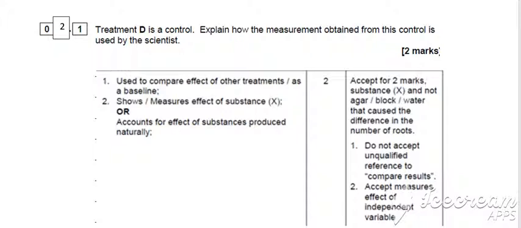What it will also allow us to do is measure the effect of substance X. So we'll be able to see how the ones with substance X had an effect and we'll be able to see what that effect was.